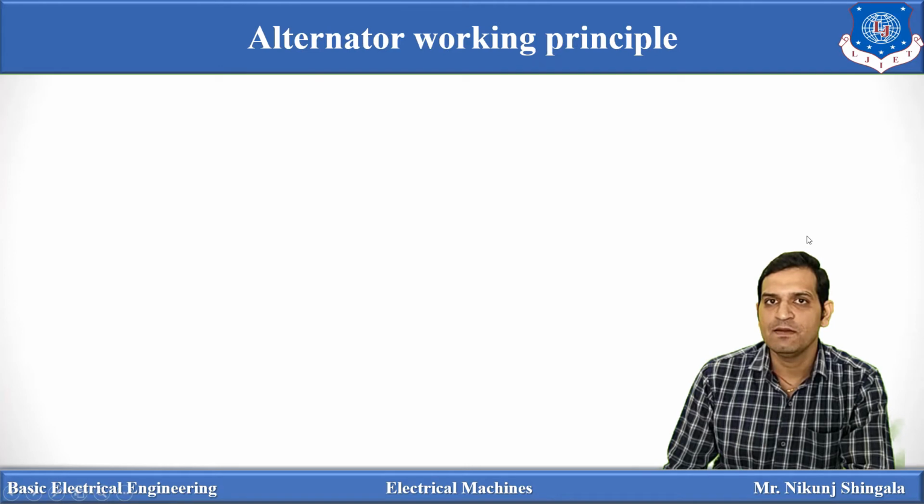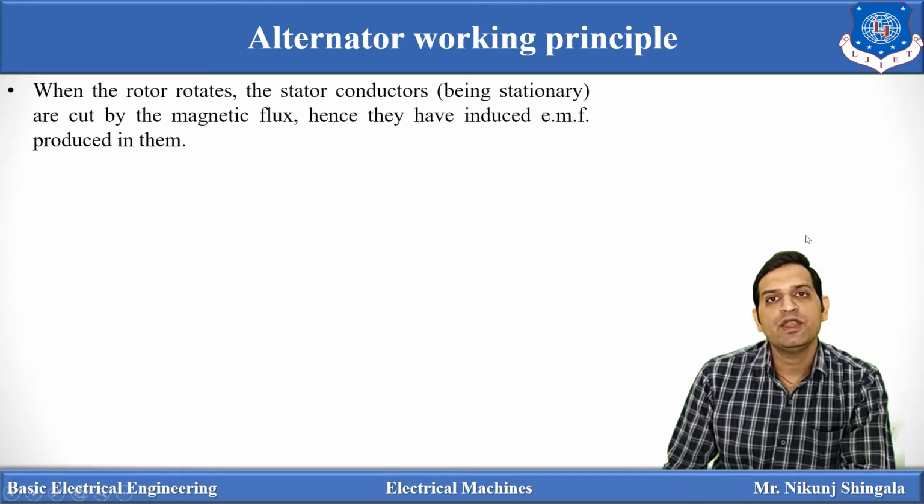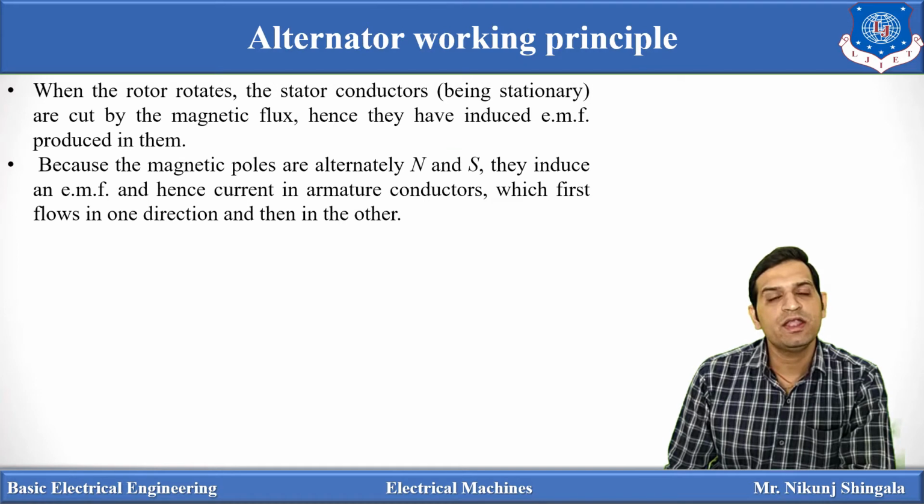Now moving towards the working principle. When the rotor rotates, the armature conductors are cut by the magnetic flux produced by the field winding, and EMF is induced in them. Now, as there are alternate N and S poles, they induce an EMF and current in the armature conductor which flows in one direction and then in another direction. When DC supply is given to the field winding, it will magnetize the poles and magnetic flux will be produced. The rotor will be rotated by the prime mover, so a rotating magnetic field will be there.